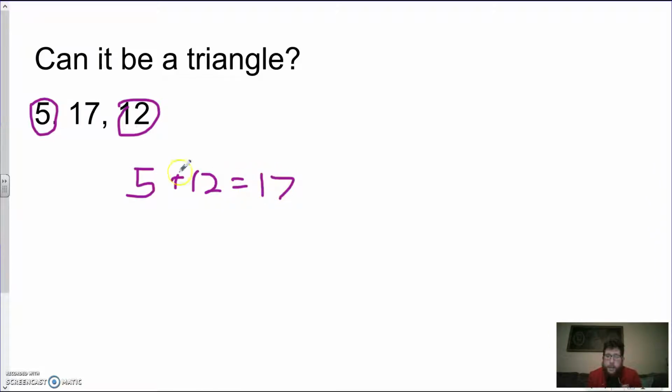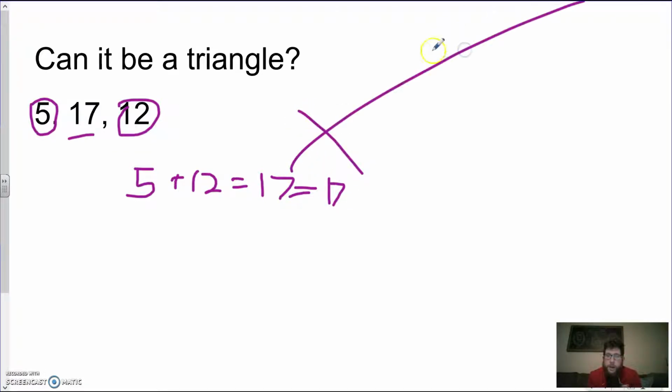Now, is 17 bigger than my biggest side? No, it's equal. 17 equals 17. So this cannot be a triangle. Okay, kind of got carried away there, sorry. So just add your 2 smallest, see if it's bigger than biggest.